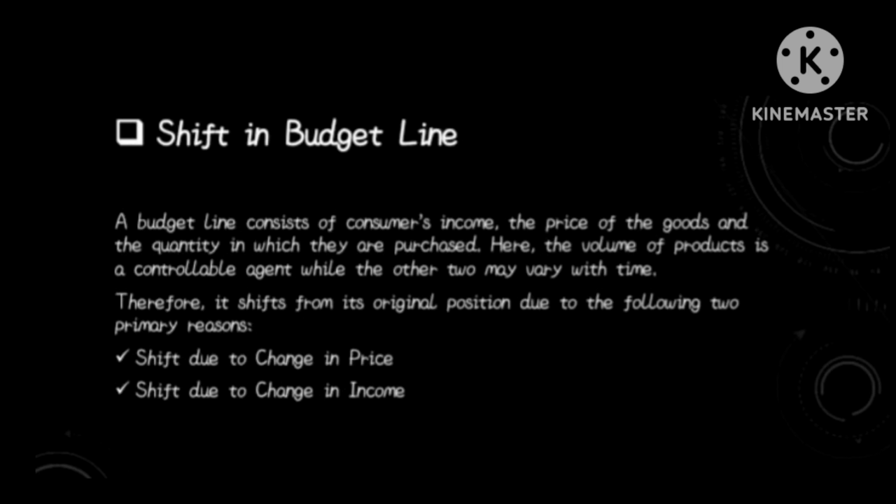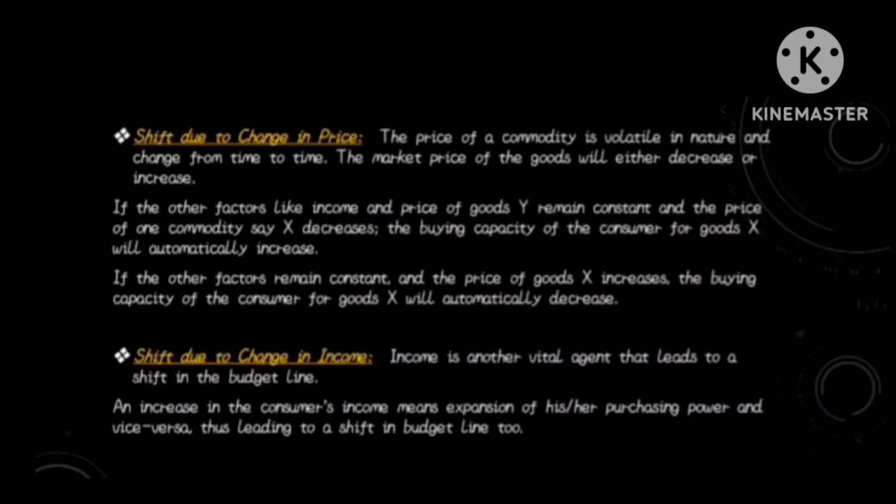These two are concepts which we can learn, which we can discuss in this budget line, how it shifts because of price and because of income. Alright, so here are some details of it. Number one, shift due to change in price.